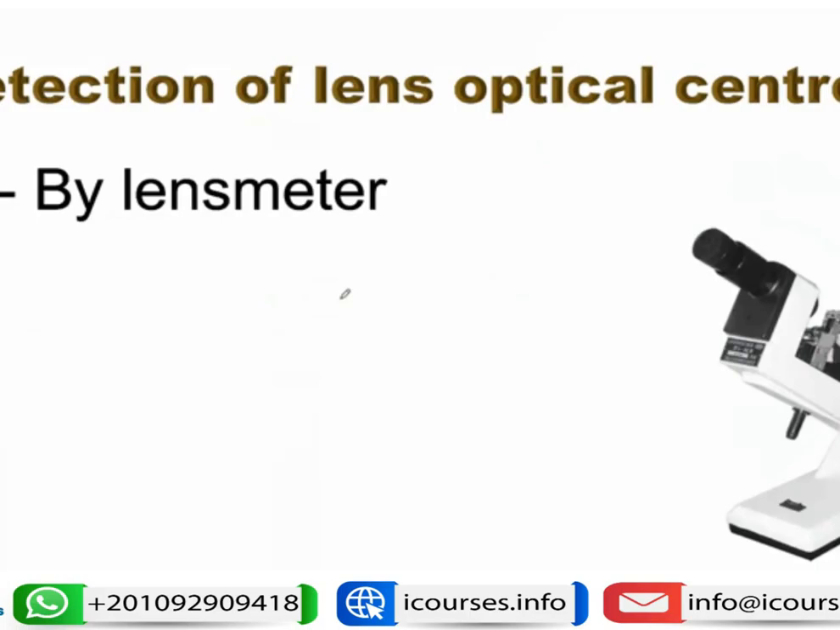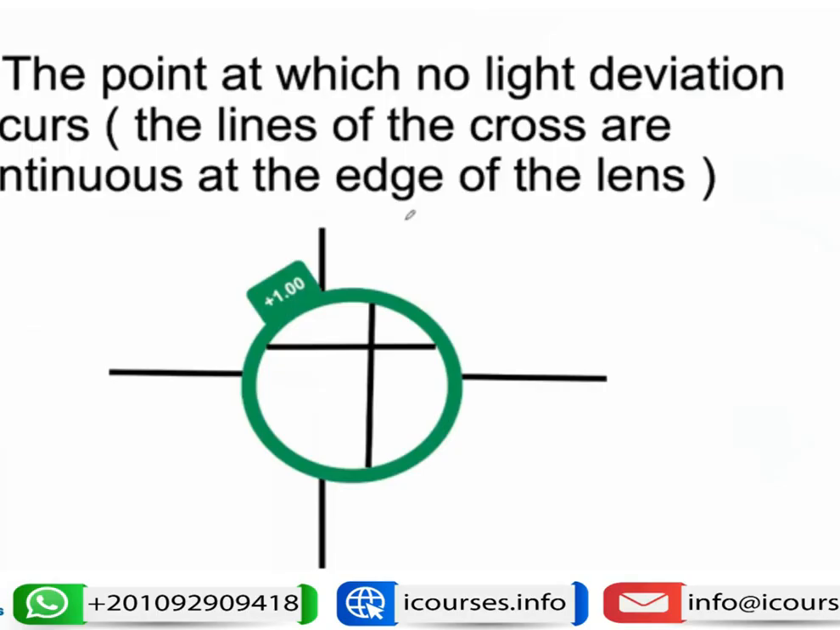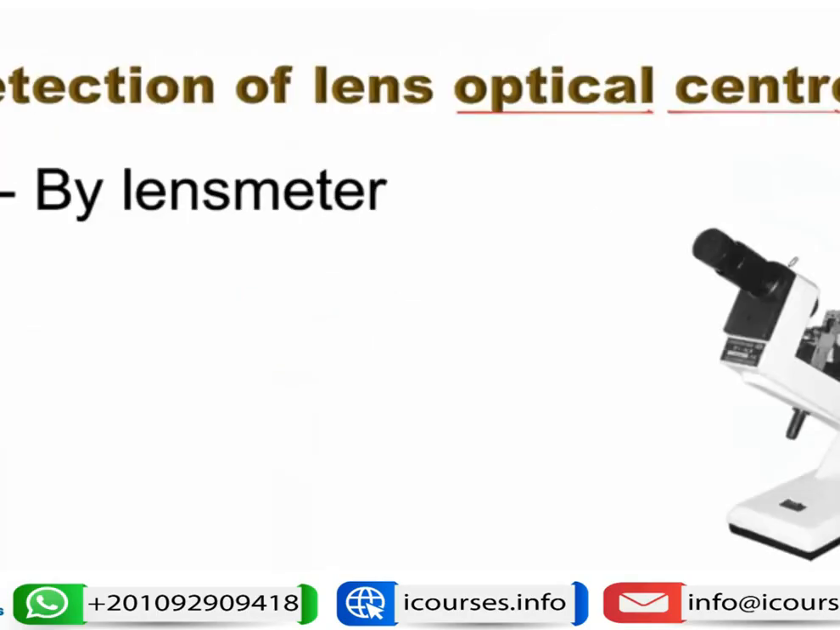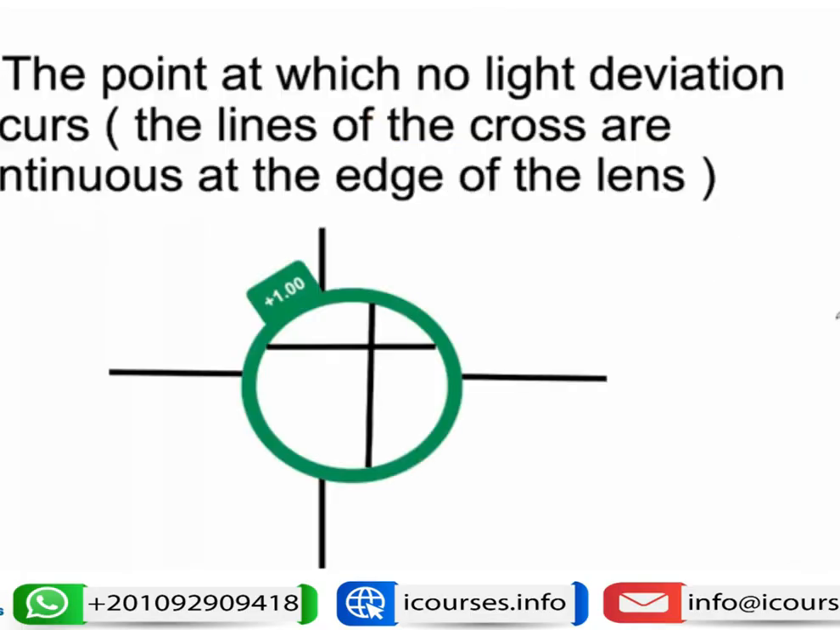Finally, detection of the optical center. So how do we know where the optical center of the lens is? This can be done by the lensimeter. How can this be done? If we put the lens in the lensimeter like here, you can see clearly the center of the glasses. Also, this can be done by a crude method, which is the deviation of the light of the cross.